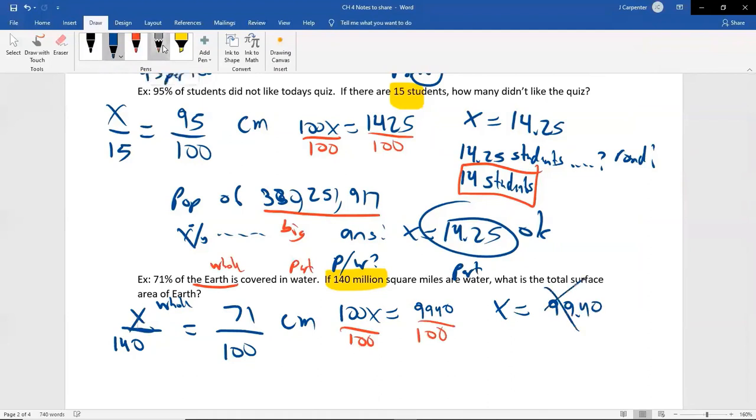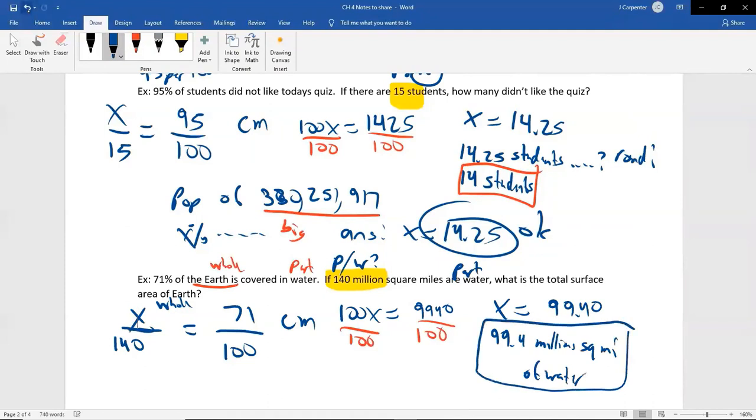That is not the answer. If you just say that, that's wrong. 99.40 what? It's 99.40 or just 99.4. You don't really need the zero since we're not talking about money. Millions of square miles. That would be of water. Does that make sense? Well, if there's 100, now I knew I was doing something wrong. So this is perfect. We did it wrong, and this is perfect. Does it make sense?